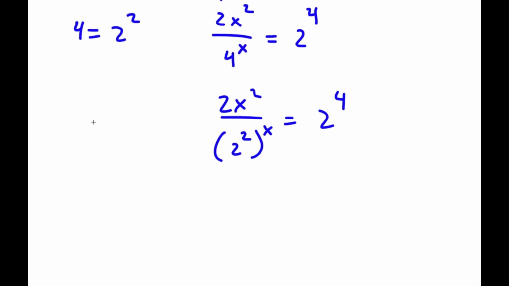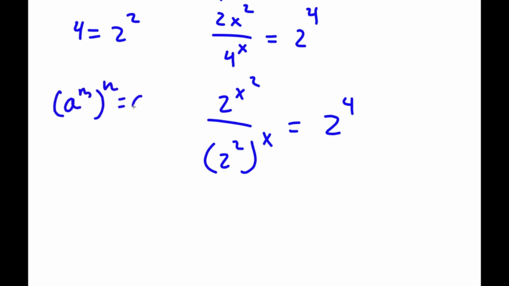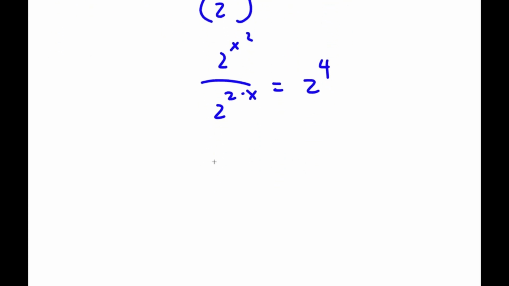Now, sorry, this isn't 2 to the power of 2, this is 2 to the power of x squared. Now I have 2 to the power of 2 to the power of x is equal to 2 to the power of 4. Now, if I have something in the form a to the power of m to the power of n, this is equal to a to the power of m times n. So 2 to the power of 2 to the power of x is going to equal 2 to the power of 2 times x. And 2 times x is 2x, so now I have 2 to the power of x squared over 2 to the power of 2x is equal to 2 to the power of 4.